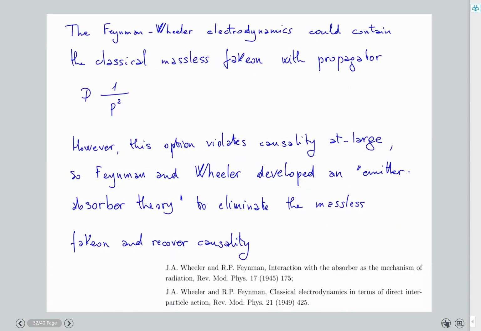And then there is another idea, Feynman-Wheeler electrodynamics, which studied this propagator, the principal value. And of course, that would be a massless, the classical analog of a massless Fakeon, and then the Compton wavelength would be infinity, so you violate causality, not just microcausality. And so they had to come up with a very involved emitter-absorber theory that you can look up in the literature. These are their papers to recover causality.